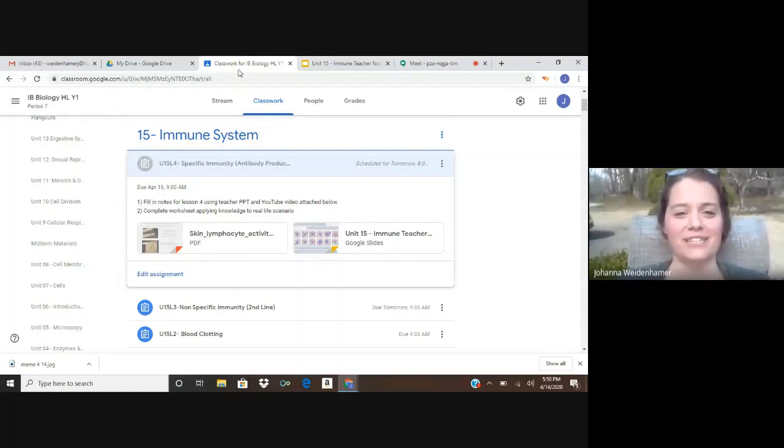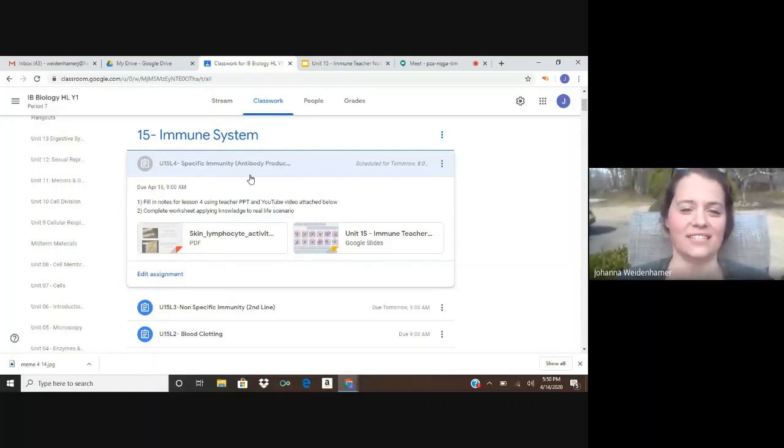Today we're going to jump into lesson 4, specific immunity antibody production. So today we're going to take a look at the third and final line of defense that the human body has to fight against pathogens that have gone through the first and second line of defense.